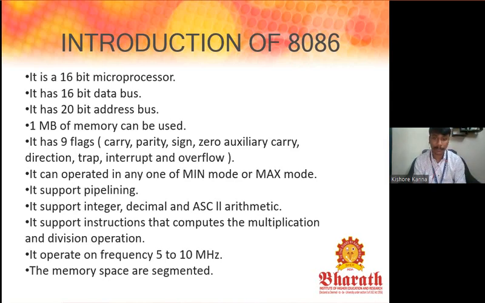It operates on frequency. 8086 operates in the frequency range of 5 to 10 MHz, and the memory space is allocated and segmented according to the data being processed to produce the output. So 8086 has a large memory, large pipelining, and specific flags for performing operations according to the need and demands of the given input. These are the introduction of 8086, and why it is an advancement of 8085.